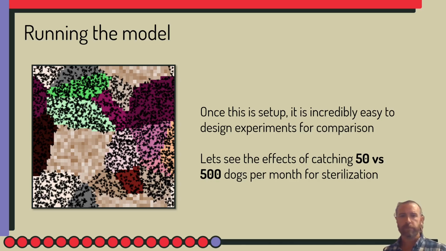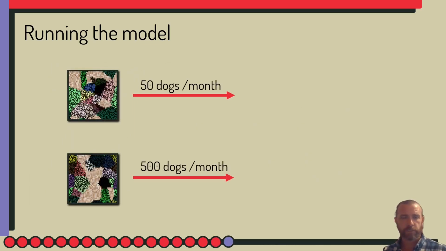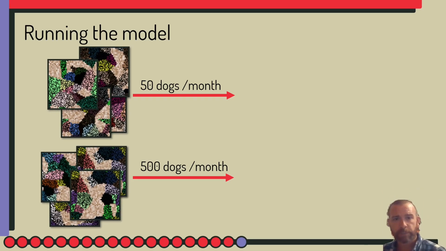If I catch 50 versus 500 dogs, how is that changing things over time? Right? And I could just run these two maps, but that would not be the best use of this sort of system. What we would actually want to do is produce a system of replicates that is going to produce more robust results, so that I'm not basing my entire project plan on one particular map. I want this to be a result that I've expected to see most of the time, right? I want to try and get close to reality.